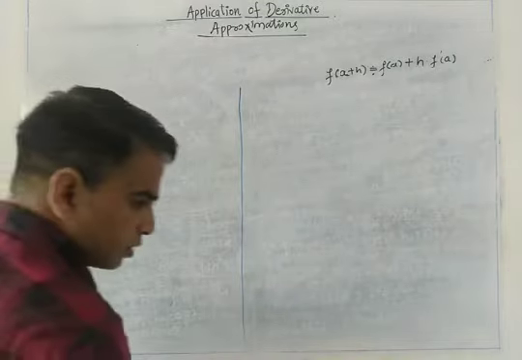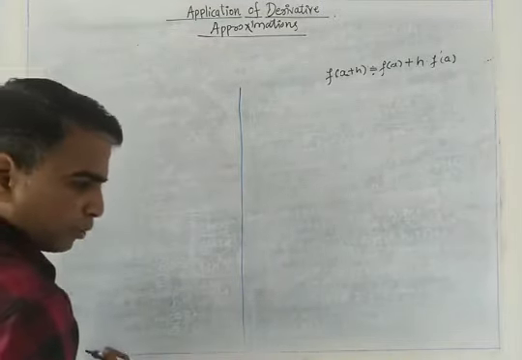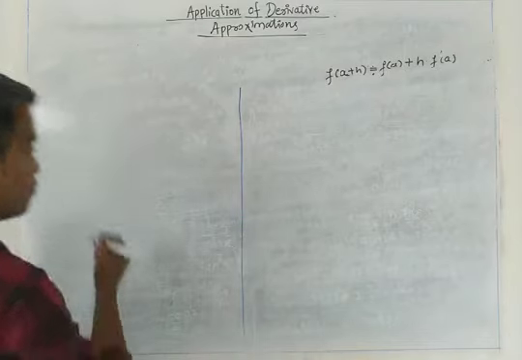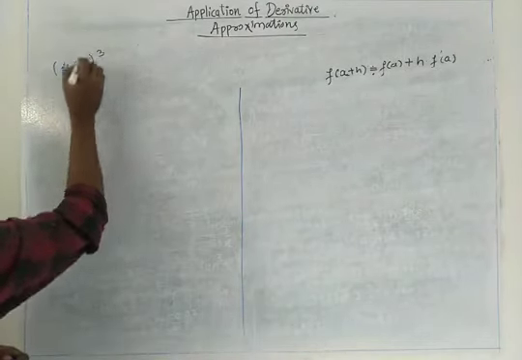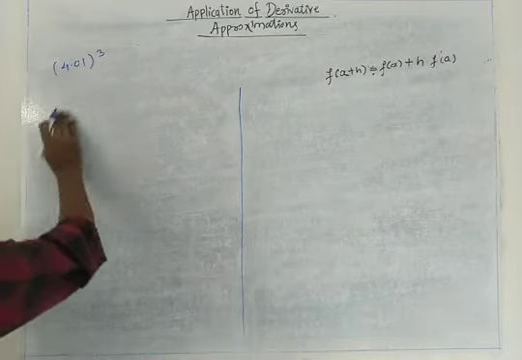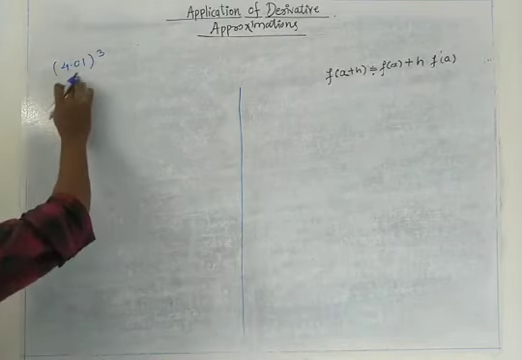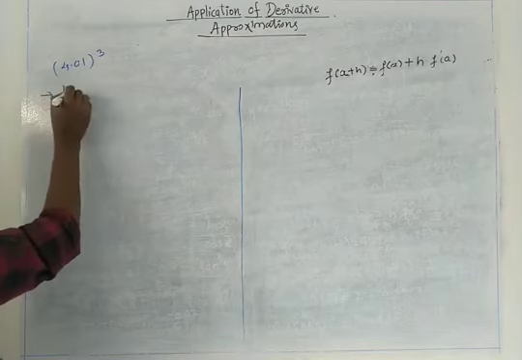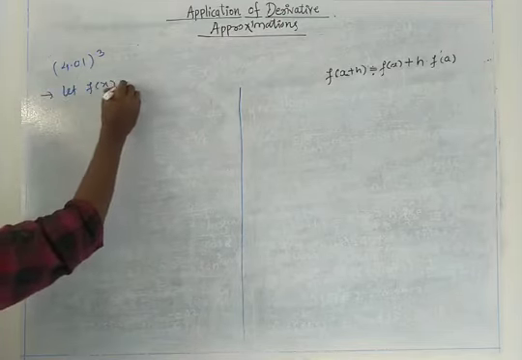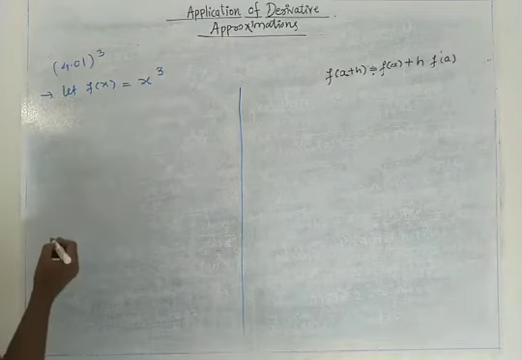The next question. Now we are done with the root. Now we will check with the power. So 4.01 cube. So we have to check the function. In that function, 4.01 is a variable. So the function is cube, so we'll write the function f of x is equal to x cube.